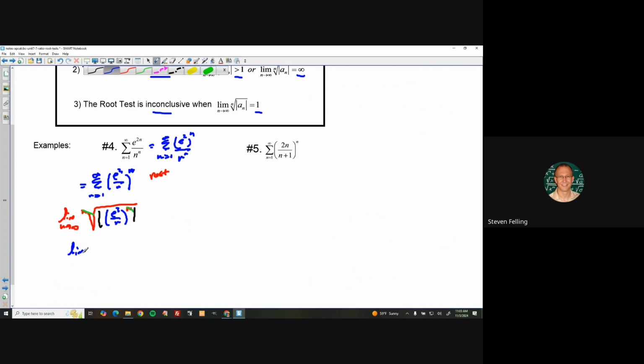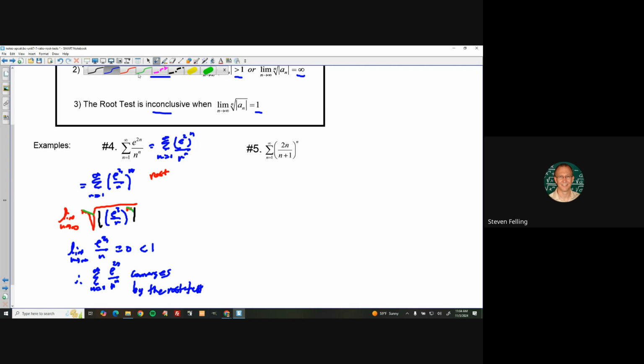That means we're taking the limit as n approaches infinity of just e squared over n. The reason why I can ignore the absolute value is e squared is simply a constant and n is positive. Since I have a constant divided by something going to infinity, this is 0. That's less than 1, and therefore we can conclude that this series converges. E to the 2n over n to the n converges. Technically, you can even say converges absolutely by the root test. So the root test is really good when you have something where you have powers of n, and the whole rule can be written as something to the nth power.